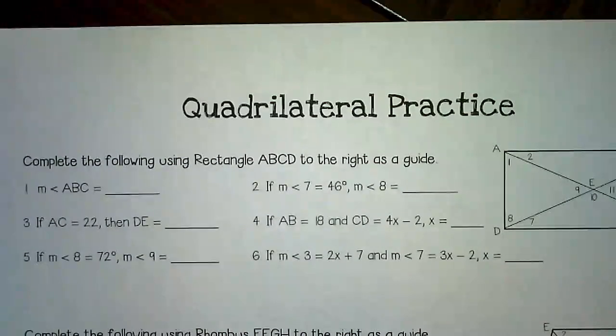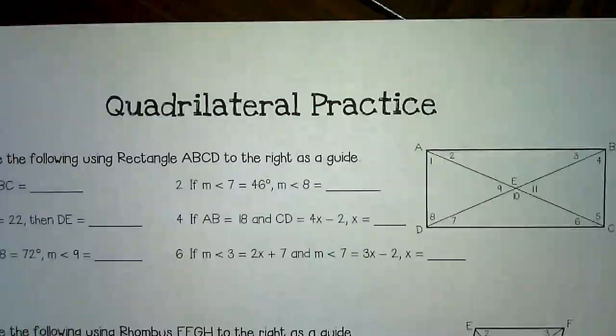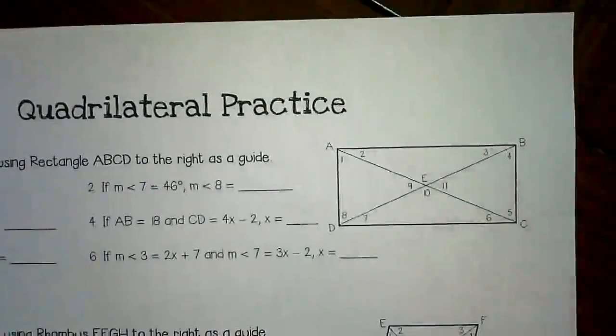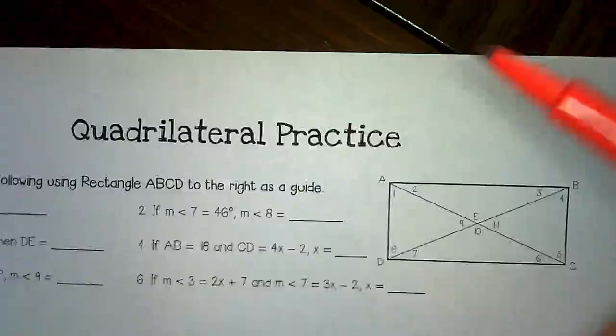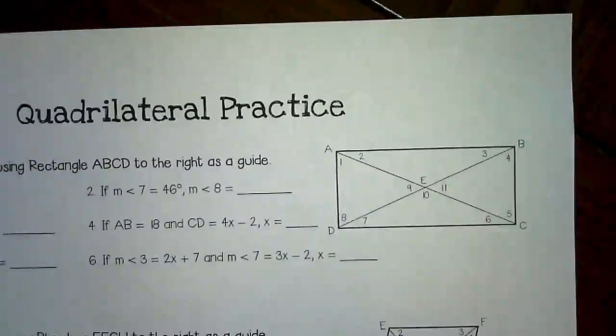I thought I'd work through the quadrilateral practice worksheet, which is also the quizzes assignment. So first up, on the first 6 questions, we're going to use this as a guide. So this is a rectangle. So we need to think about what we know about rectangles.